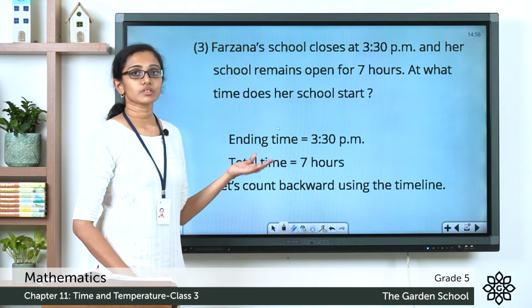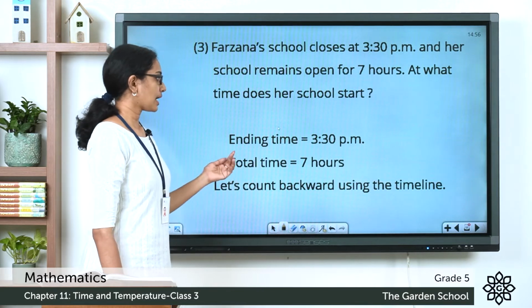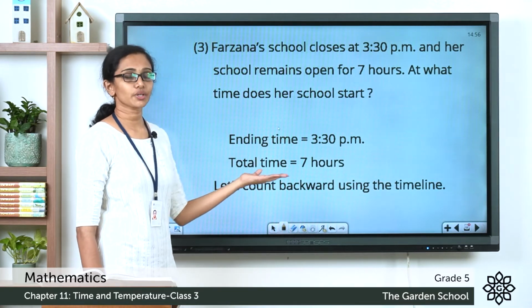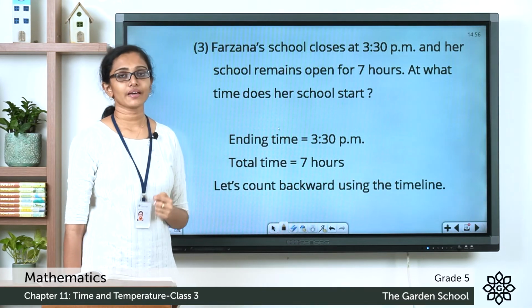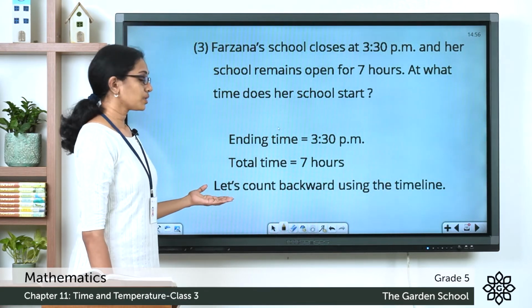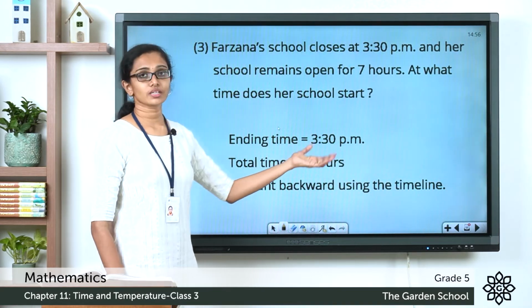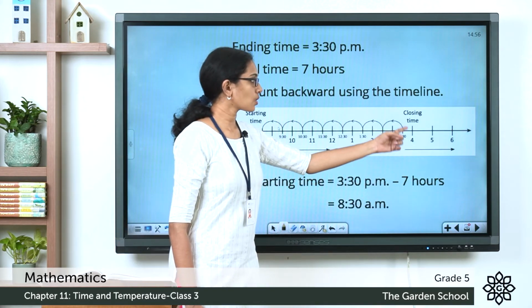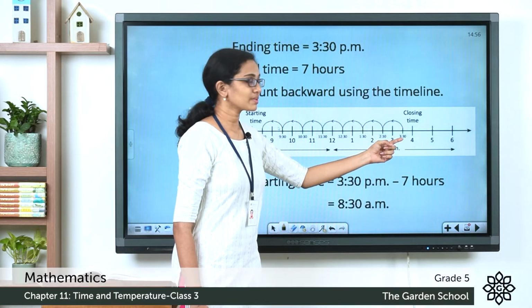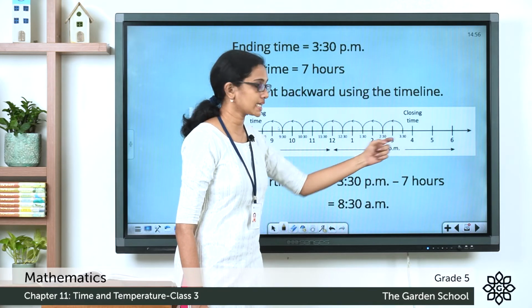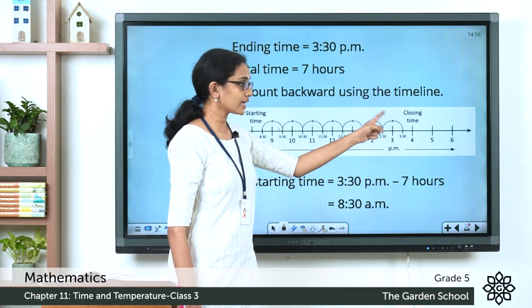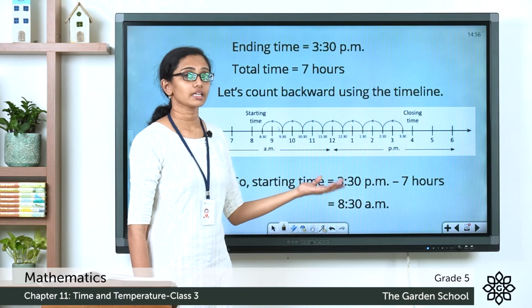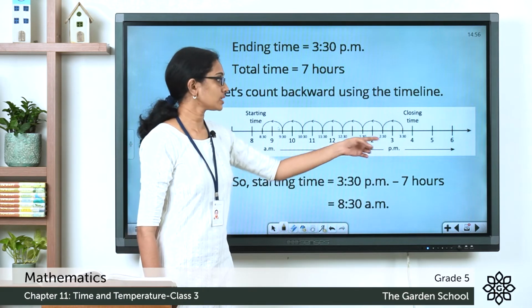The ending time, the school ends at 3:30 p.m. and the total time in which the school remains open is equal to 7 hours. And what do you have to do? Let's count backward using the timeline. So here you can see a timeline and you can see the closing time. Here the closing time is 3:30, which is marked between 3 and 4, and you are counting back. You are counting back how many times? 7 times with each hour.